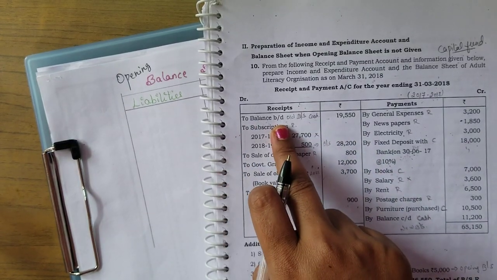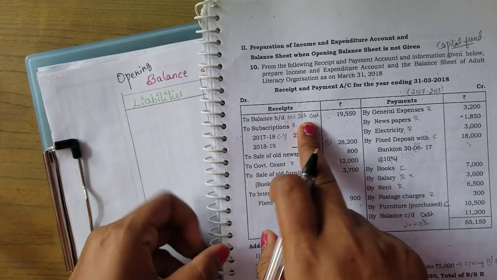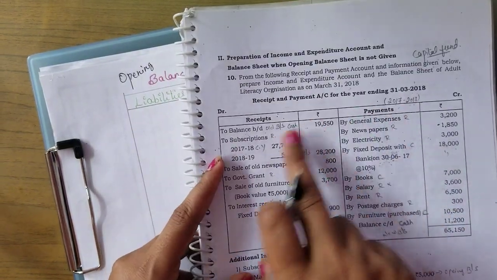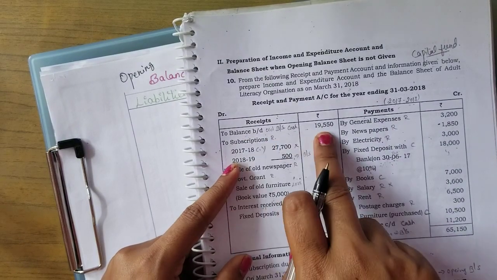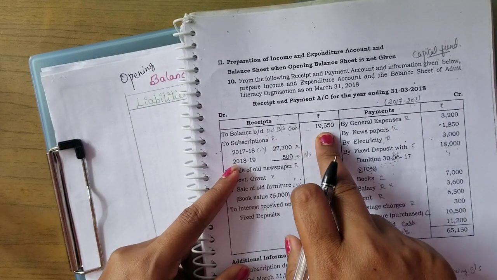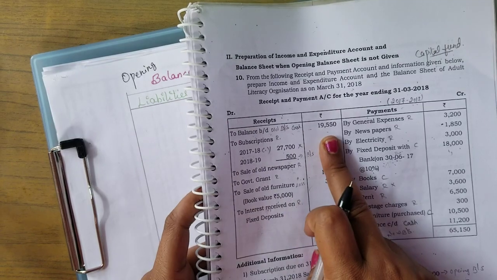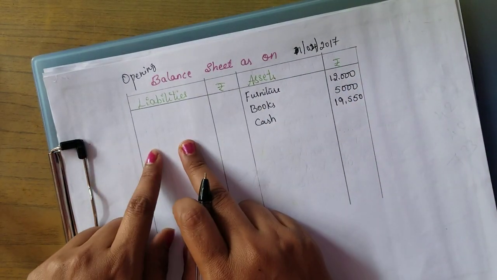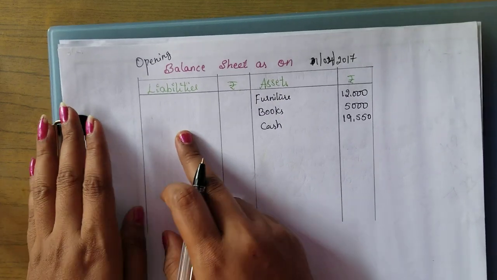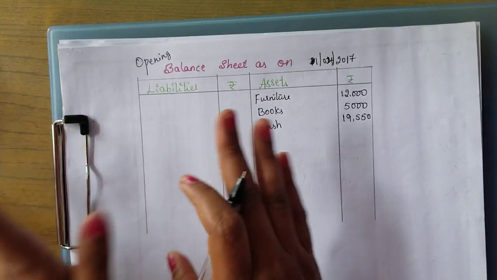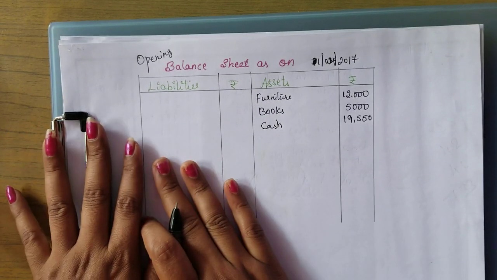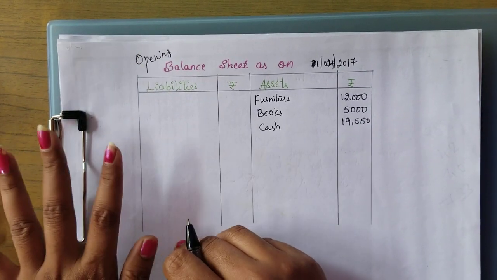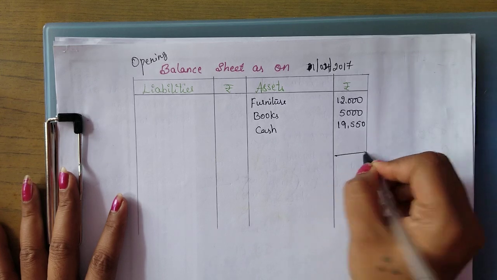Here the balance brought down will be the cash balance of the previous year. 2018 is the receipts and payments. So 2017 cash balance is 19,550. This will be the cash balance. Okay. So these three pieces of information we got. Liabilities, we don't have any outstanding or prepaid incomes. Nothing is given in the information in this particular problem. So there is no liability till now. So just do the totaling of all the assets.